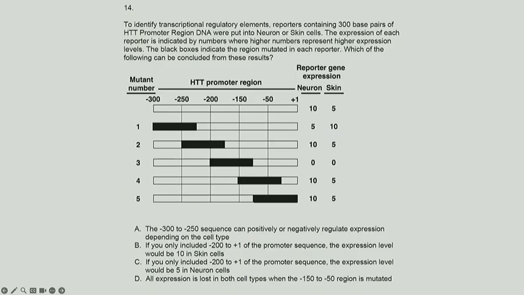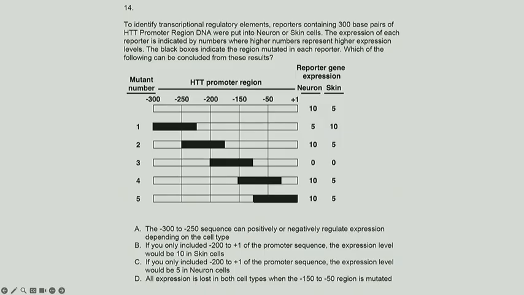If you only included the minus 200 to the plus 1 of the promoter sequence, the expression level would be 10 in skin cells. What would happen if I deleted everything upstream of the minus 200? Which one of these would it match? If I deleted everything upstream of there, it's going to be most similar to 1 because the effect of 2 is nothing, right? Mutagenizing 2 did not change it from baseline.